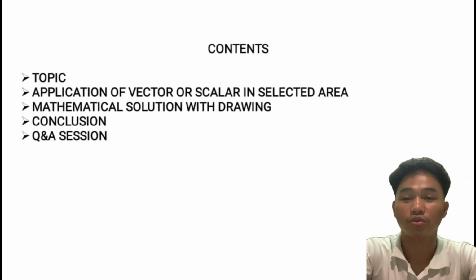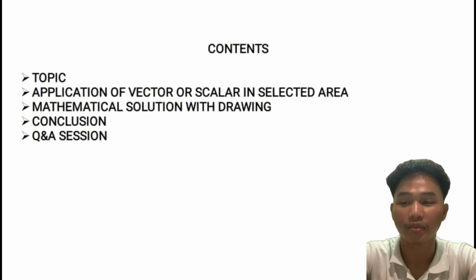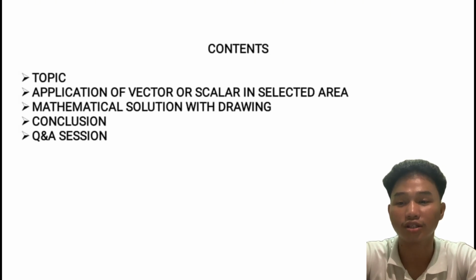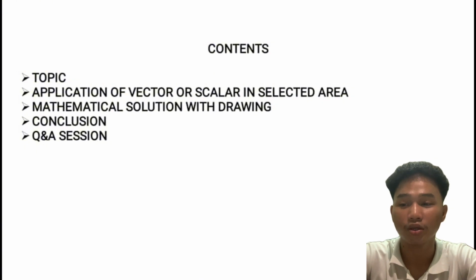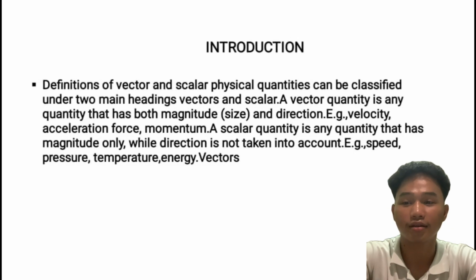Okay, so we go to the next slide, contents. In the contents, we have 5 parts: 1, topic; 2, application of vector or scalar in selected area; 3, mathematical solution with drawing; 4, conclusion; and 5, Q&A session. So we're going to the next slide.